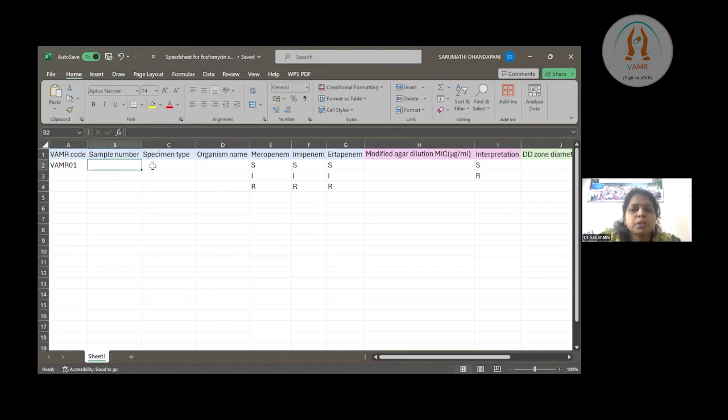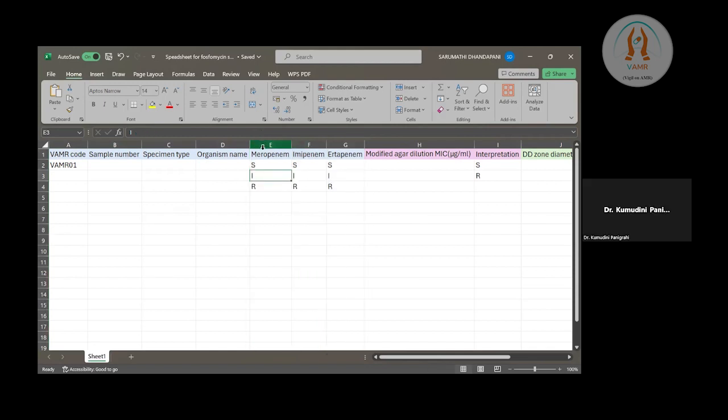Specimen: whatever specimen you are getting the Enterobacter from, like urine, blood, you are going to write here. And the Enterobacter's name, E. coli, Klebsiella, Enterobacter, whatever it is, that organism name you are going to enter here. And then meropenem. Currently there is no need to analyze this; finally this will be helping in our analysis.